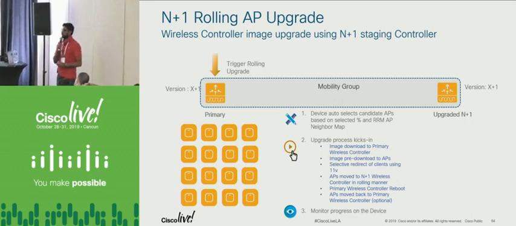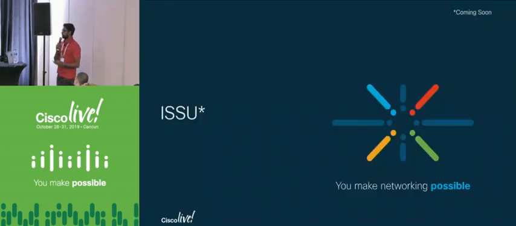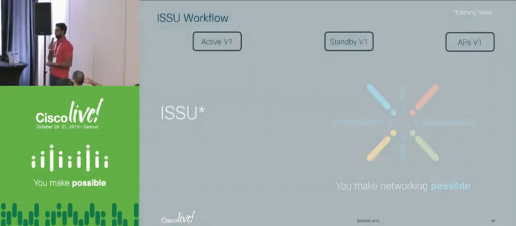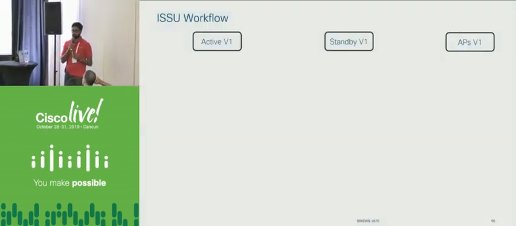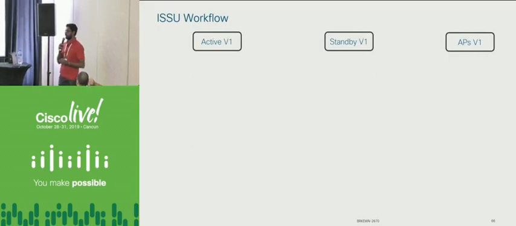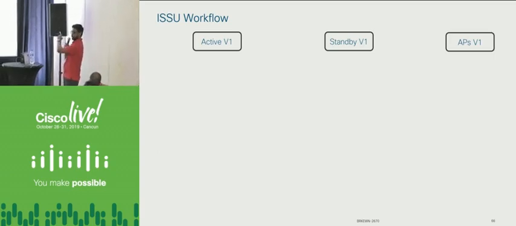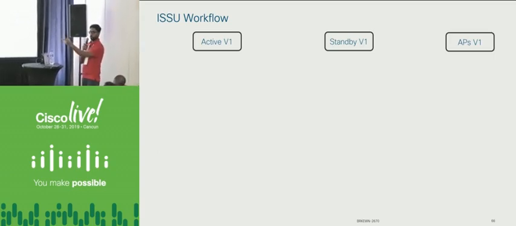All right. Starting this feature, the ISSU-based upgrade, or the in-service software upgrade, this is my personal favorite. It hasn't released yet. It's going to come up in the 16.12.3 or the 17.1 versions. Let's say you don't have an N+1 device, you have an HA pair, like a primary and a secondary. So your active and standby are in V1, and your access points joined to the active will be in V1.